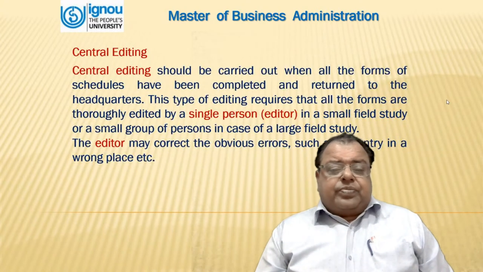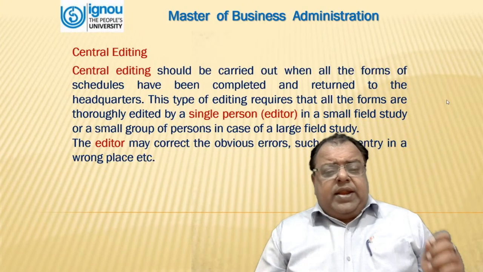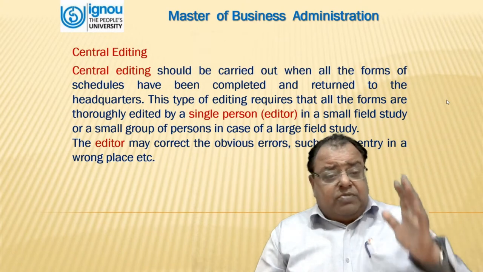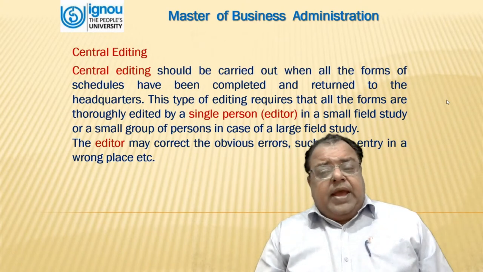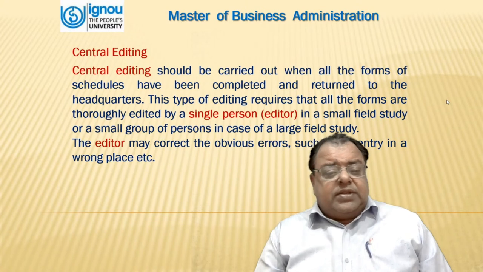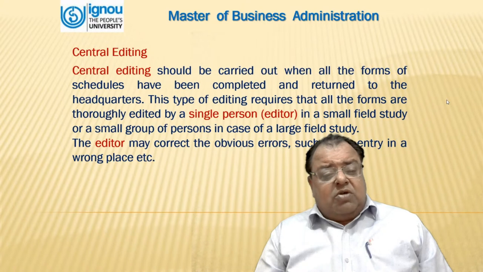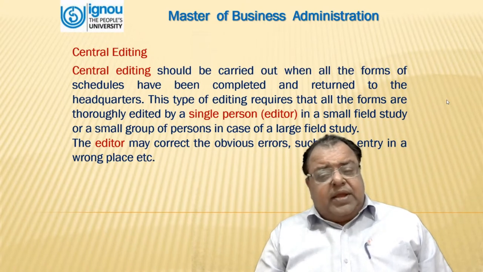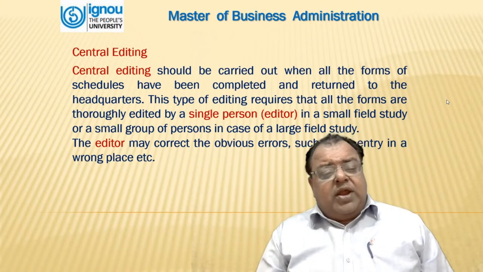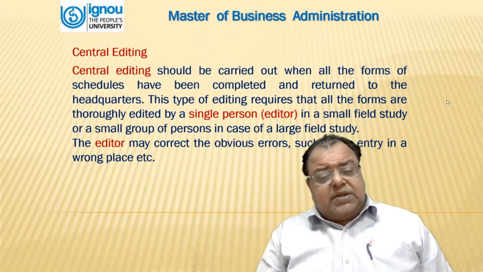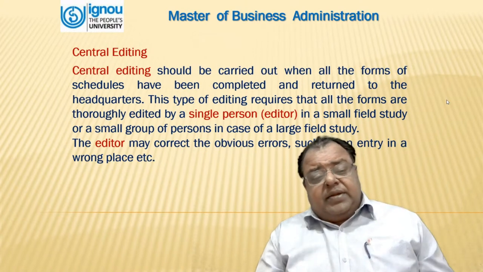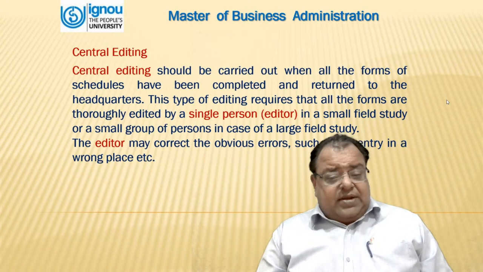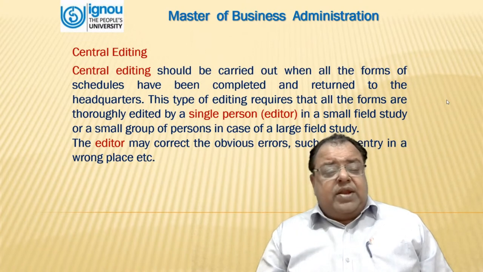Central editing. Central editing should be carried out when all the forms of the schedule have been completed and returned to the headquarters. This type of editing requires that all the forms are thoroughly edited by a single person who is the editor in a small field study, or a small group of persons in case of a large study. The editor may correct the obvious errors, such as an entry in a wrong place, etc.